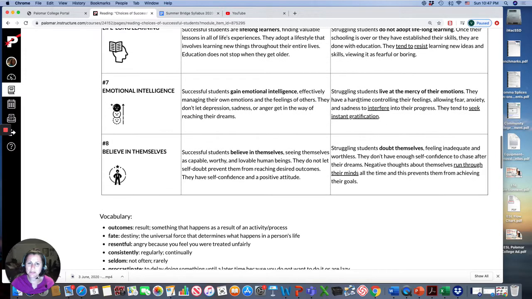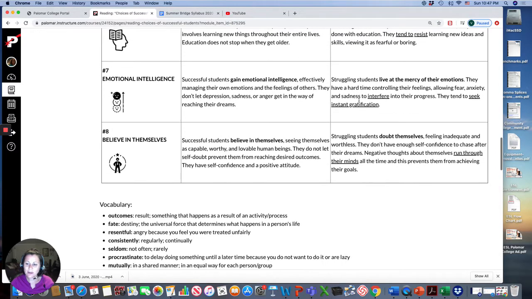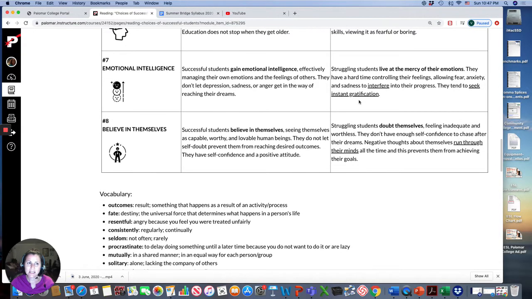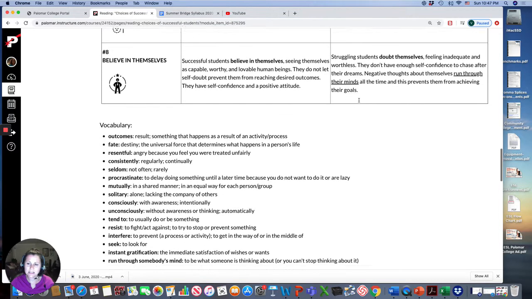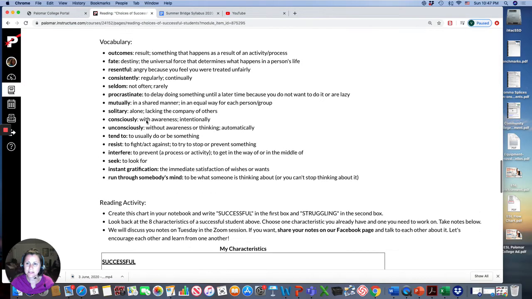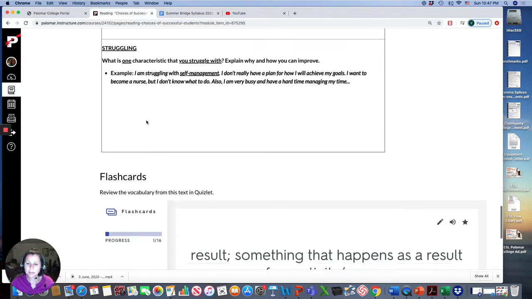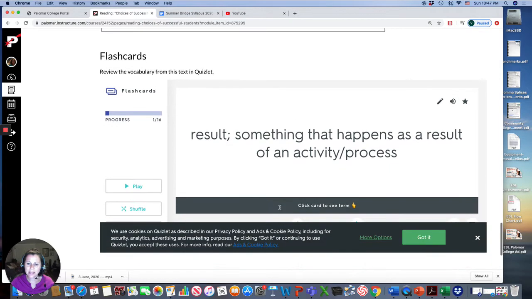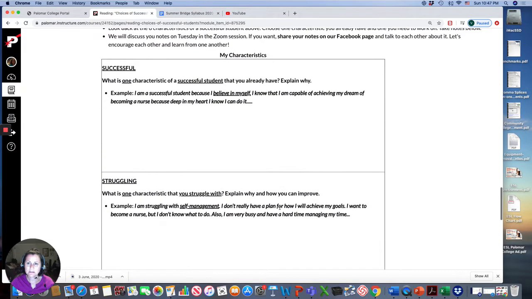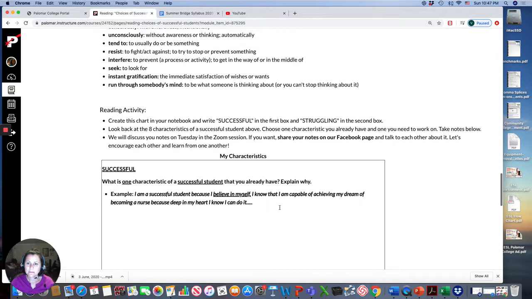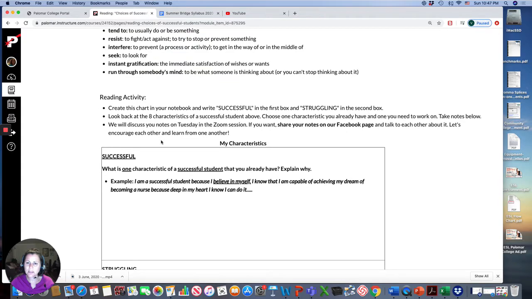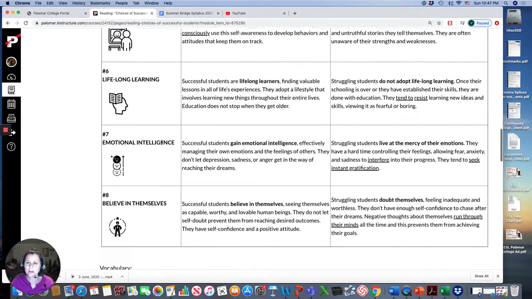Just do the best you can. Later on Wednesday, Professor Katie and the tutors will help you in the Zoom session. And these are some vocabulary that might help you, and there are some flashcards. This reading activity, we will work on this in our Zoom session, but you can start thinking about which of these 8 characteristics do you have?